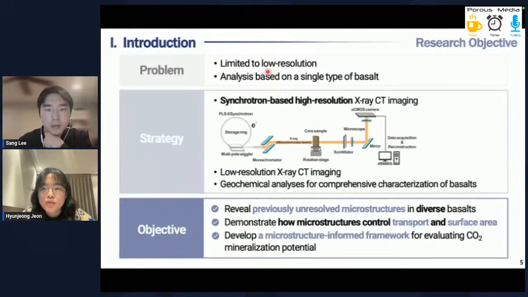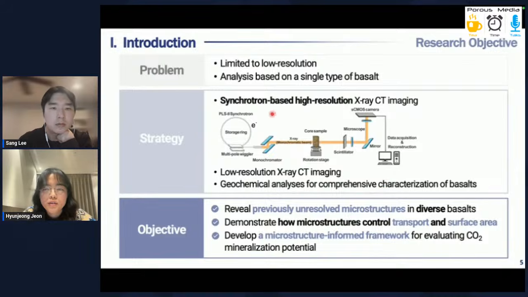To overcome these limitations, we utilize synchrotron-based high-resolution CT imaging to uncover the hidden microstructures that were previously invisible. In addition, we performed a comparative analysis by incorporating low-resolution imaging, which is widely used in conventional studies. We also conducted detailed geochemical analysis to comprehensively characterize the geochemical properties of the basalts.